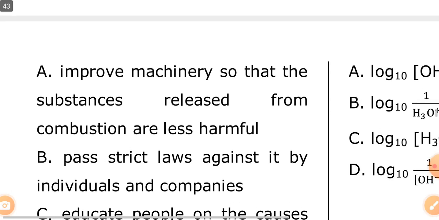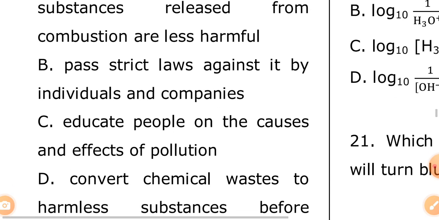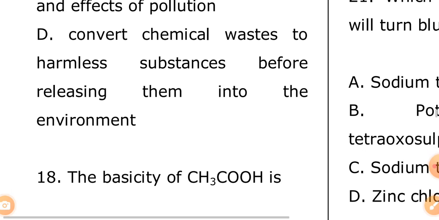Let's take it again. The best way to control pollution is dash. A. Improve machinery so that the substances released from combustion are less harmful. B. Pass strict laws against it by individuals and companies. C. Educate individuals on the causes and effects of pollution. D. Convert chemical waste to harmless substances before releasing them into the atmosphere.